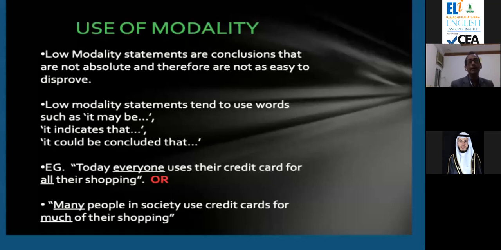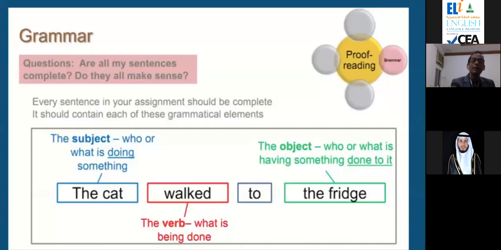So today, everyone uses their credit card for all their shopping. There could be people who still do not use any credit cards, including myself. I don't use a credit card at all. So you can say safely that many people in society use credit cards for much of the shopping. So "much" is okay. Don't say "all of the shopping."